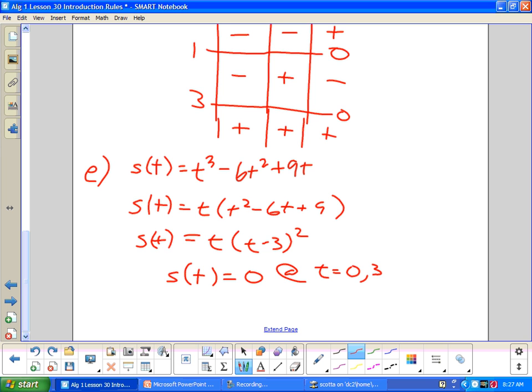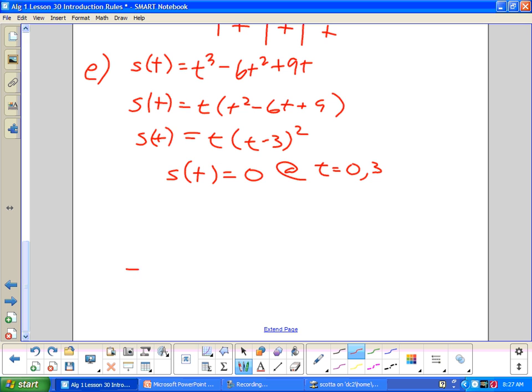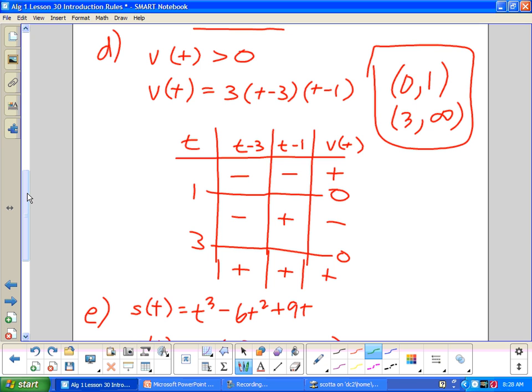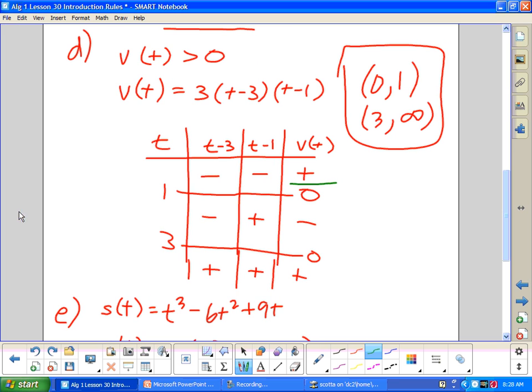So if I'm going to do a diagram, here is my 0 position, here's my position function s. I know I'm here at the beginning, and I know at t equals 3 seconds, I'm back here. Now initially, because the velocity is positive, which way do we have to go for a while? We got to go to the right.